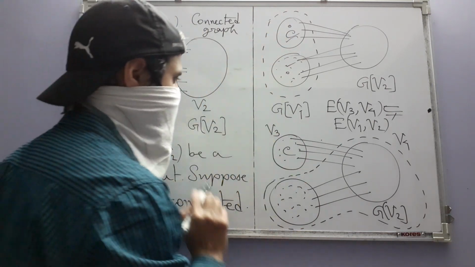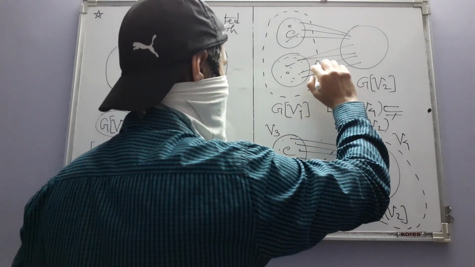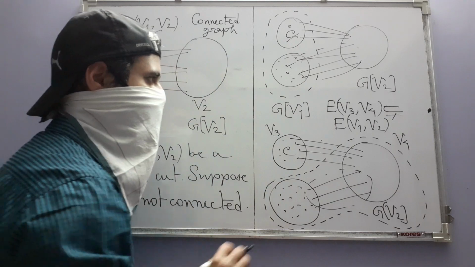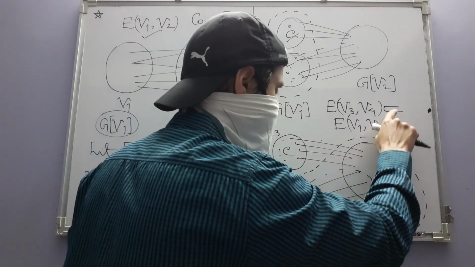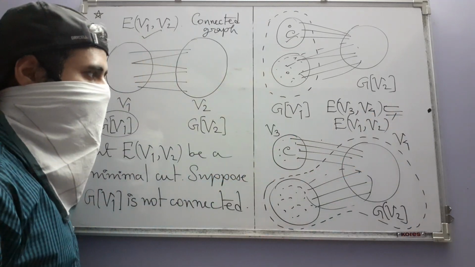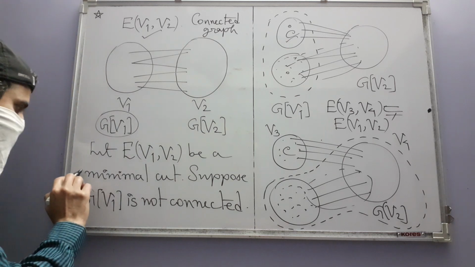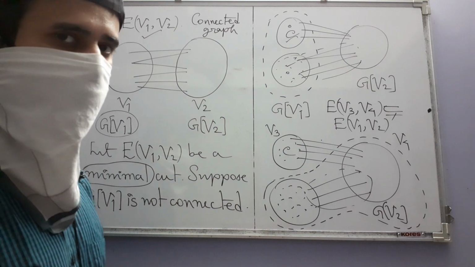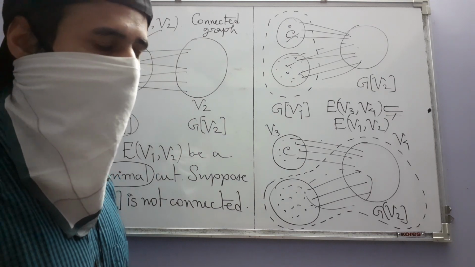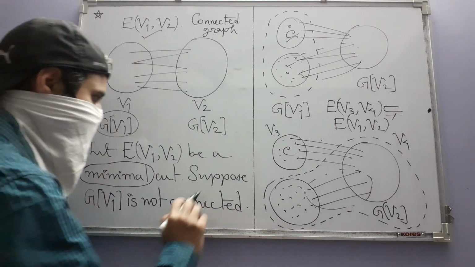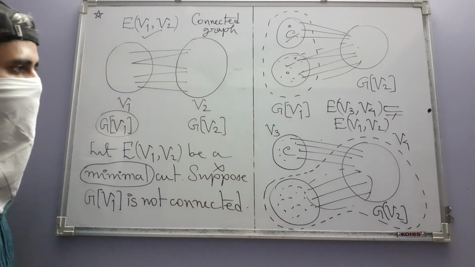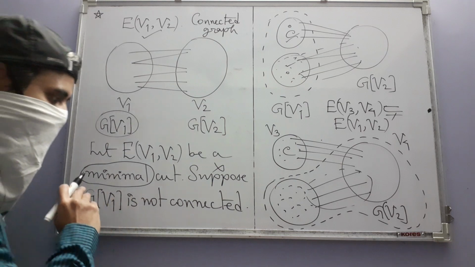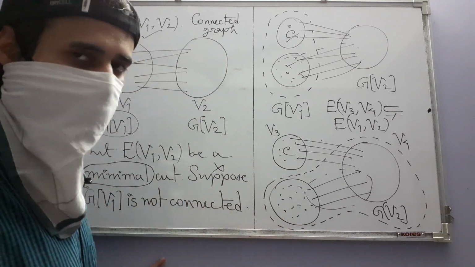Okay. So that is why there is at least one edge in this part. So we have lost one edge. That is the reason for having this proper contour length. But then the minimality of EV1, V2 is violated, and that is a contradiction. Because of this contradiction, our supposition is wrong. That is, GV1 cannot be disconnected.